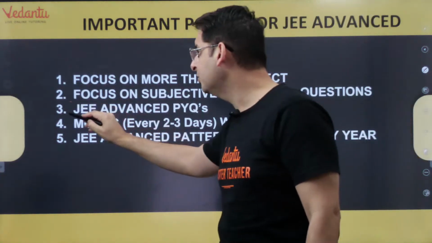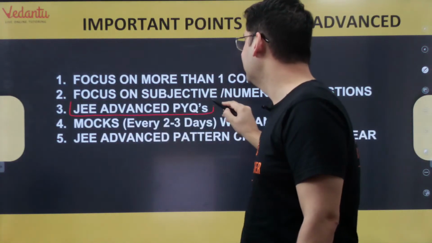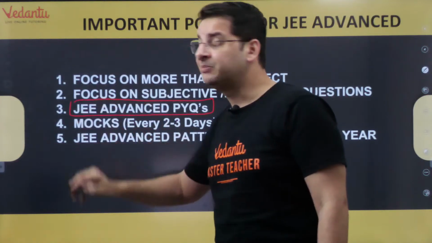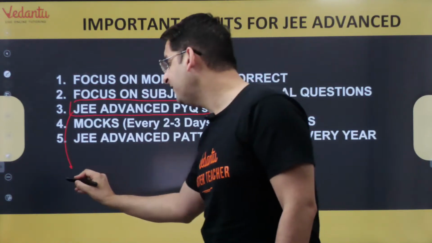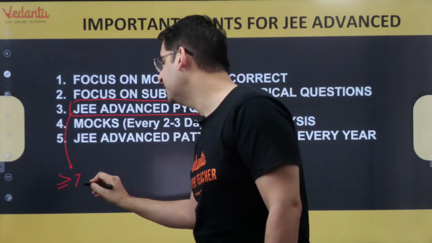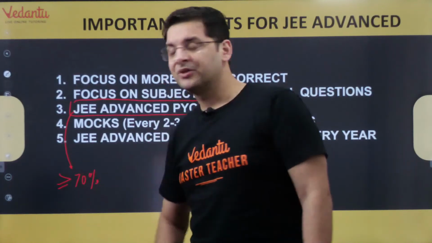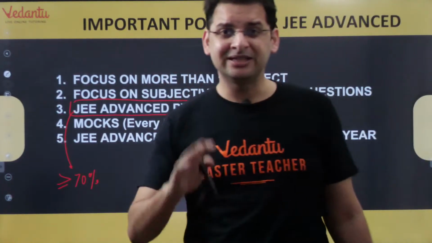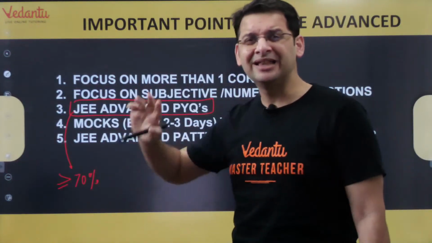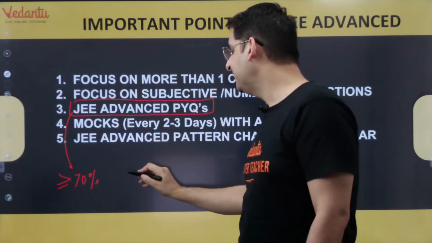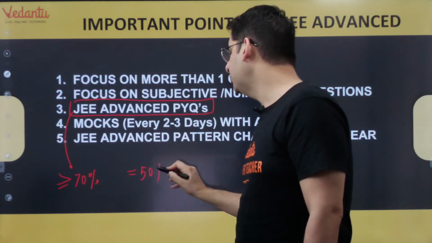So how do you know that any particular chapter is prepared, or you're prepared for any particular chapter? So just try previous year JEE questions, JEE Advanced questions. And if you are able to score 70% questions, that means 7 out of 10 questions or 8 out of 10 questions you are able to do, that means that chapter is well prepared. If it is 50%, that means you need to practice more.